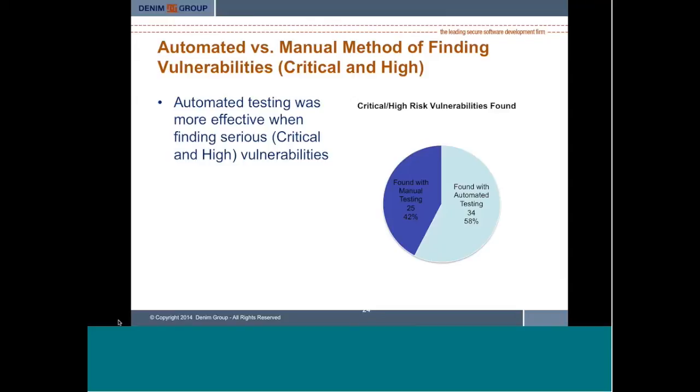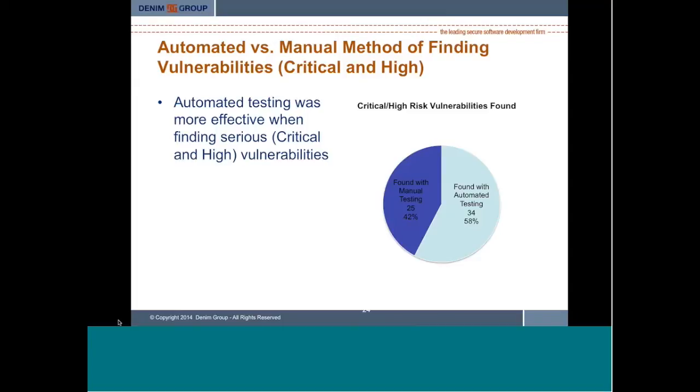Anytime you're looking at the classes of vulnerabilities that you can only find via manual testing, again, automated testing was pretty successful in finding 58% of the vulnerabilities that we want. That said, it didn't find 100% or even 99% of the vulnerabilities. 42% of the vulnerabilities that we really care about were only found via manual testing.